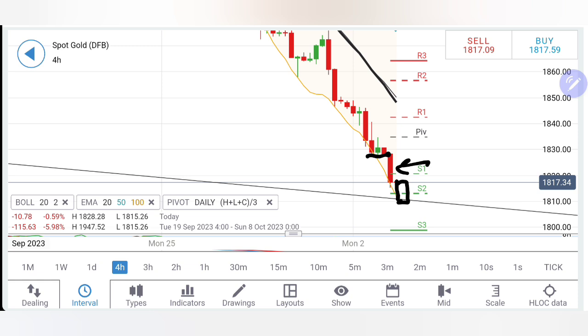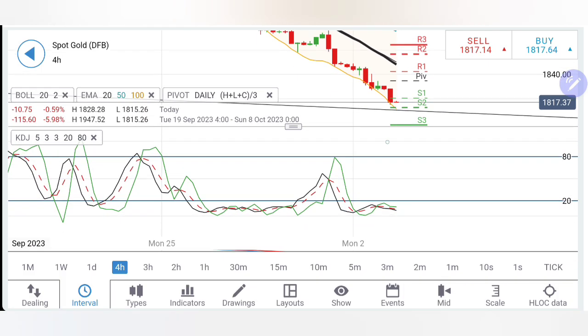But I still expect that there could be a possibility of a little retracement. However, it is just a retracement, not a reversal. As long as 1830 levels are respected today, we are not going to consider this for a buy or consider this for a reversal. Only above 1830 a little rise can be expected.